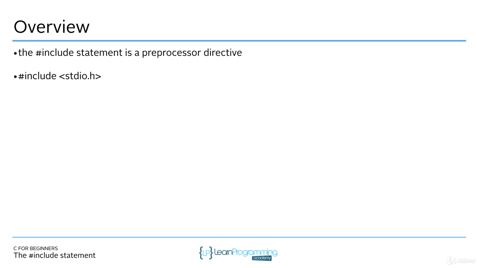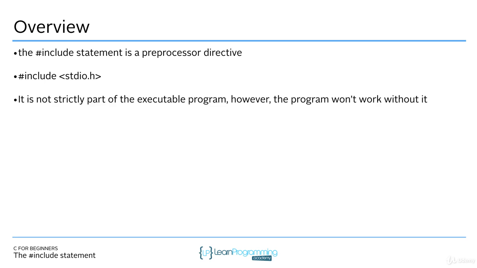And the example in our program was including something in these angle brackets. So we see this include keyword, and then we see stdio.h. This is the one that we used in our first challenge. It is not strictly part of the executable program. However, the program won't work without it. We know it's a preprocessor directive. It doesn't really do much as far as how the program works. It's just telling the compiler before it runs, hey, we're doing something here with this include. And if you don't have it there, the compiler is going to complain and throw errors.